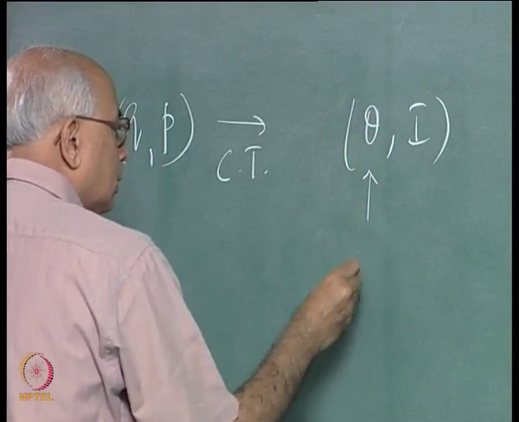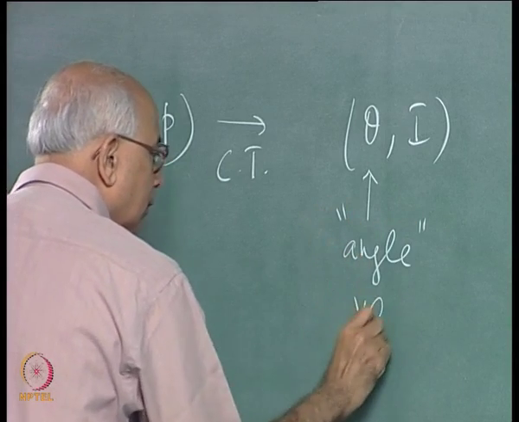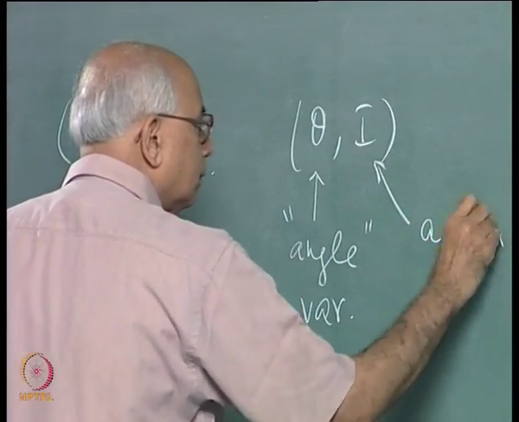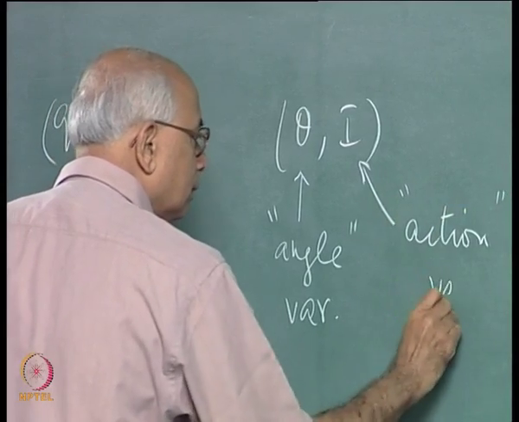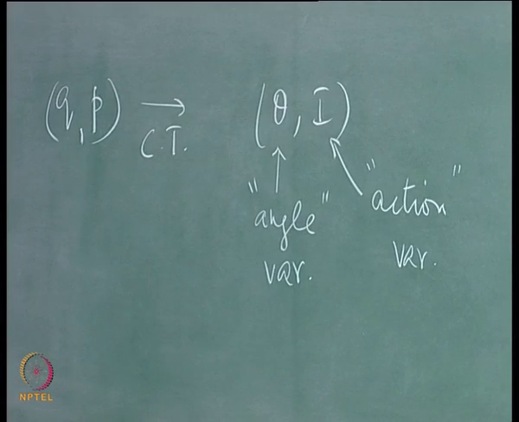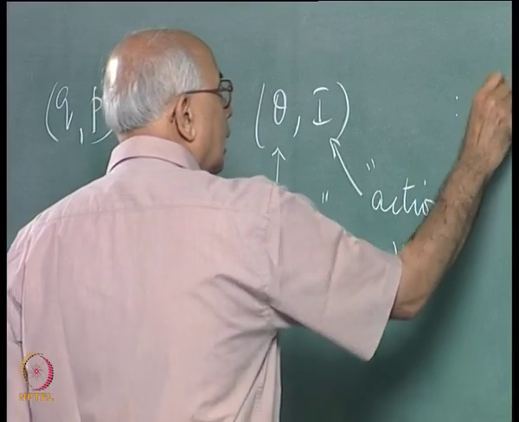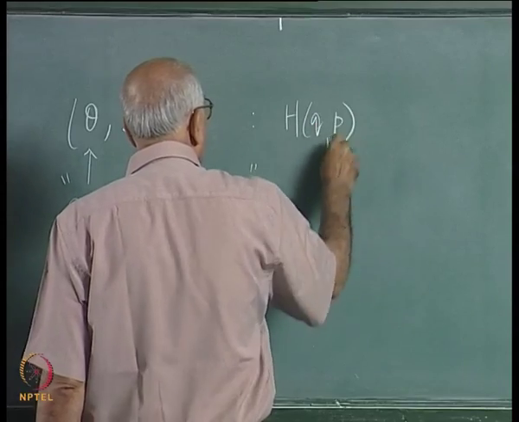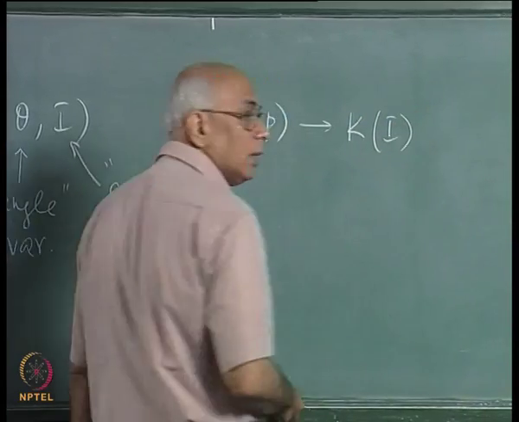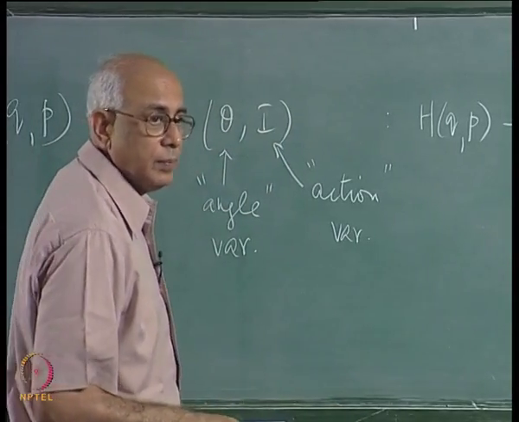These quantities were called angle variables, and these were action variables. Under this transformation, the Hamiltonian H(Q,P) for an integrable system goes over into some function K of the I's alone, and Hamilton's equations were preserved in structure.